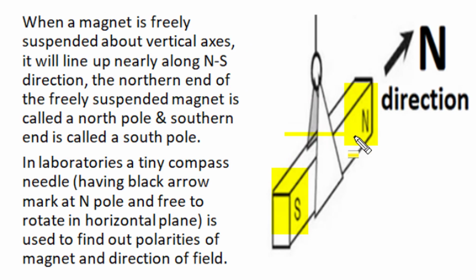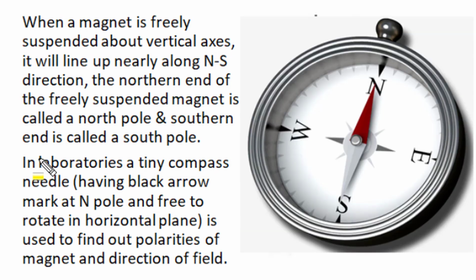When a bar magnet is freely suspended about its vertical axis, it will line up along the north-south direction, and the magnet end which is in the geometric north position is known as the north pole, and the one in the geometric south position is known as the magnetic south pole. In laboratories, a tiny compass needle suspended on a vertical axis and free to rotate in a horizontal plane is used to find the presence of a magnetic field at any position, and its one black or red colored arrow indicates the north pole direction of the existing magnetic field.